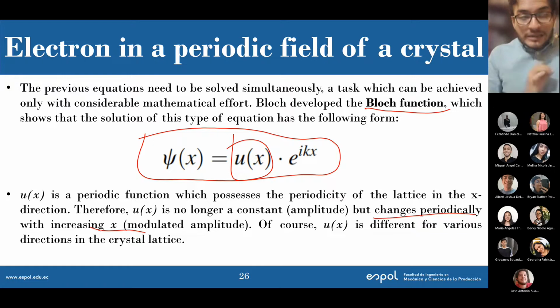So I guess that's the big change compared to the previous case we had before, the electron in a potential well. Now I don't have a constant, I have a periodic function with the periodicity of the lattice constant, that is changing periodically with increasing x. And obviously this function is going to be different for various directions in the crystal lattice, right?